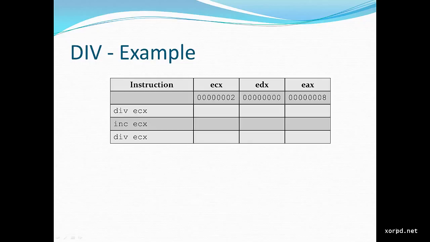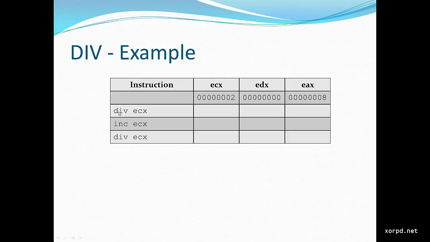Example for the div instruction. We assume the initial values inside ECX, EDX, and EAX to be 2, 0, and 8 in base 16. And we try to understand the effect of these instructions on the values of these registers.